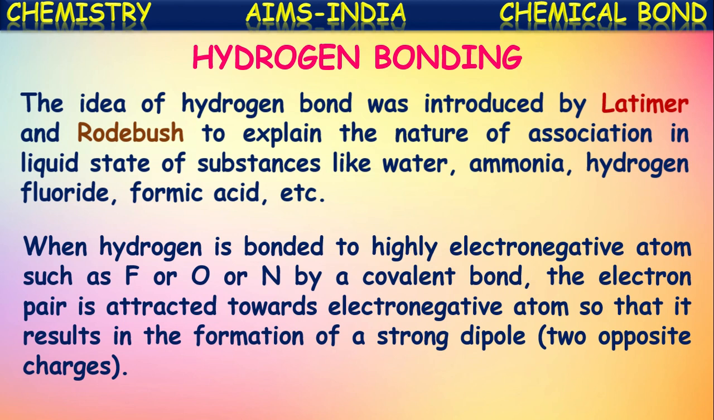We know if two atoms of different electronegativities participate in the formation of a covalent bond, then the shared pair of electrons will be pulled towards the atom with high electronegativity. Thus slight charges occur on those two atoms, and the covalent bond formed is called a polar covalent bond. This happens when hydrogen combines with highly electronegative atoms like fluorine, oxygen, or nitrogen, so they form a strong dipole.